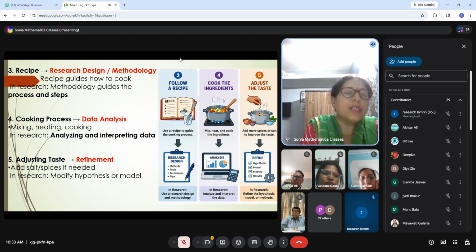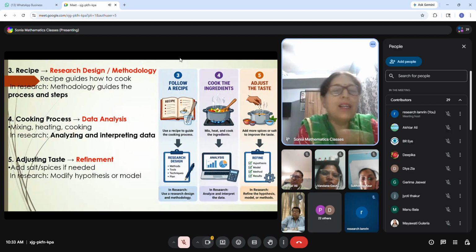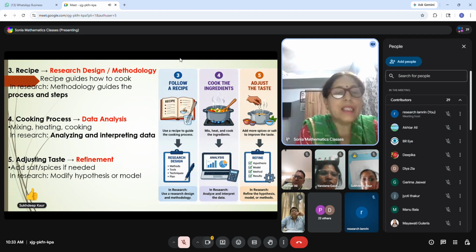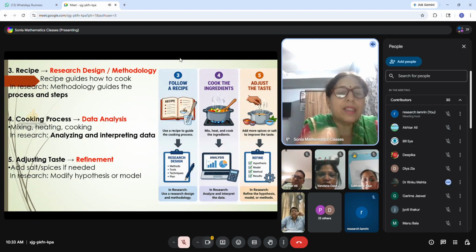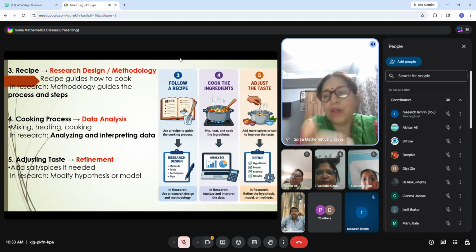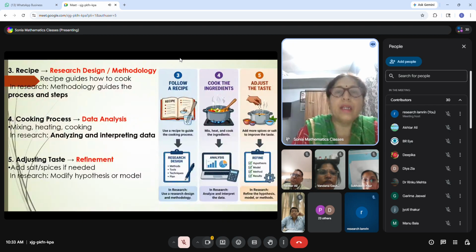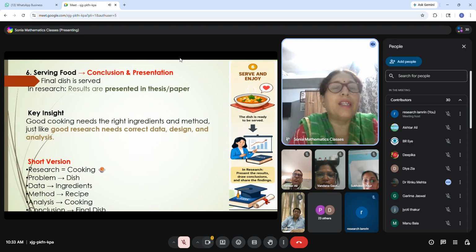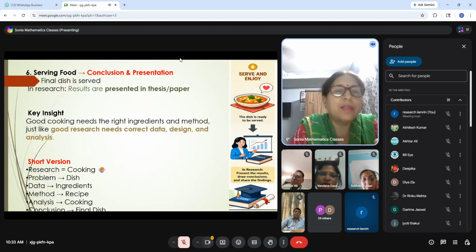Same in cooking, the process is mixing, heating, and cooking. And in research, we will do data analysis. That is analyzing and interpreting the data. And then in cooking, we'll adjust the taste by adding salt, spices, etc. And in research, refinement is there. That is, we'll modify the hypothesis or model according to our research. Then we will serve the food, that is the final dish is served. And in research, we will write our conclusions, our results, okay, and presentations.